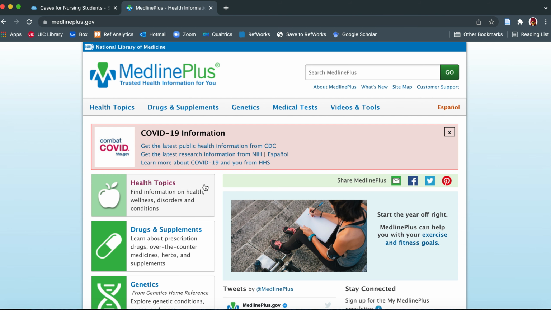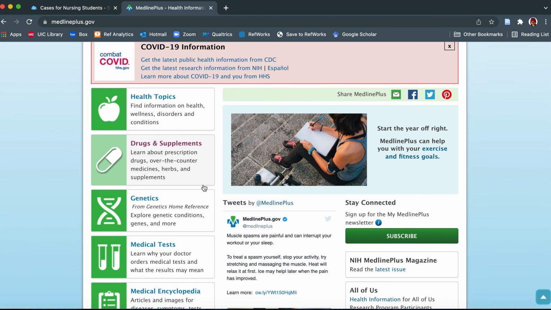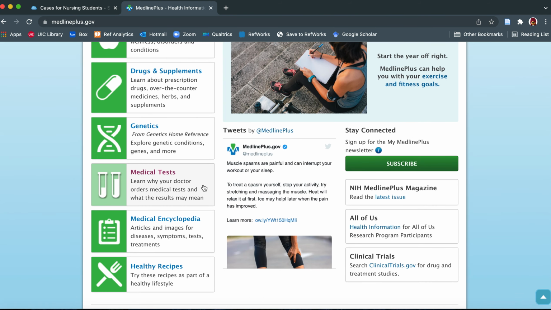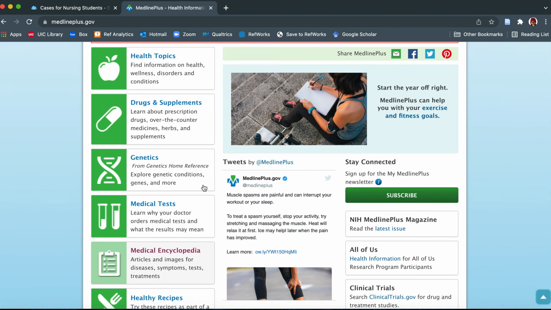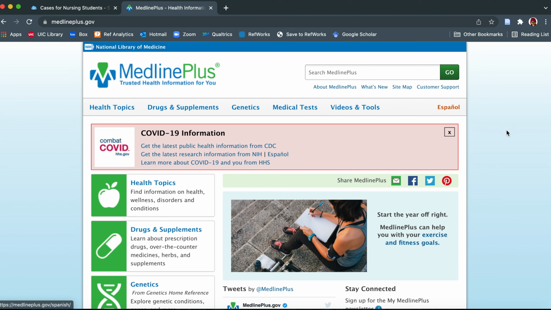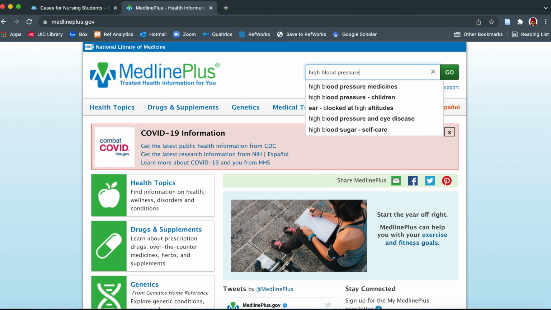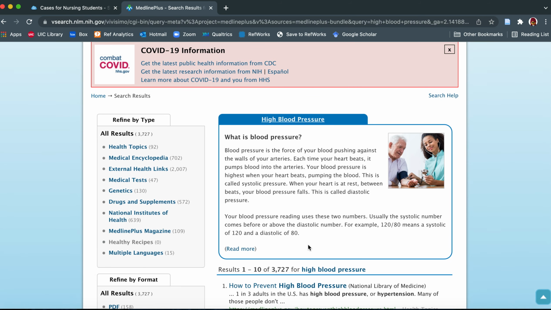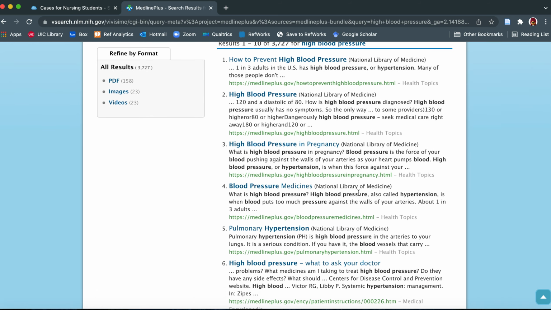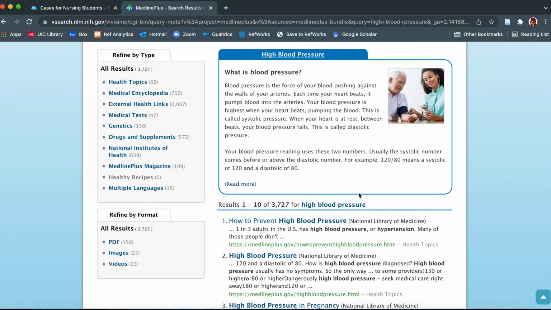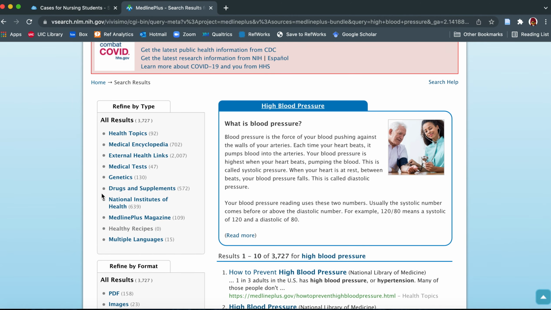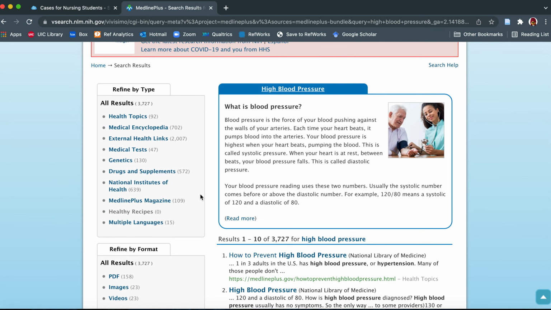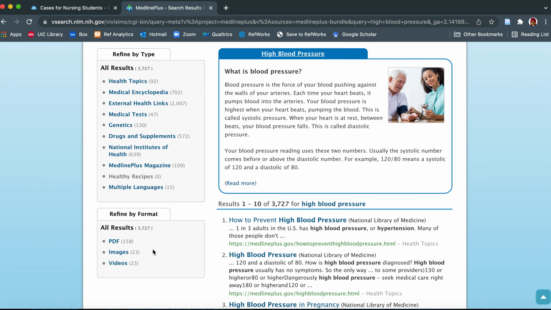Just taking a quick look around, we have health topics, drugs and supplements, genetics, medical tests, medical encyclopedia, and healthy recipes. At the top, we also have videos and tools. So let's do a really basic search for high blood pressure. So we have an overview, and then we have links to a bunch of resources. These are all free resources. We can narrow it down on the side by topic, language, and format.